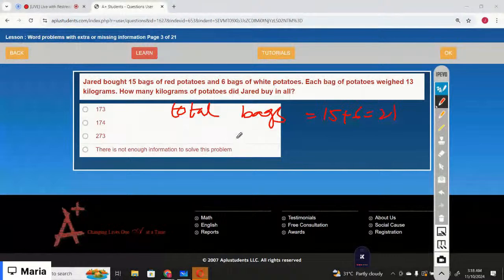Each bag of potatoes weighs 13 kilograms. So the weight in total is 21 times 13, right? So 21 times 13 is 273. So the correct option is 273.